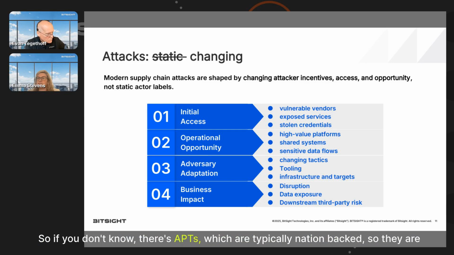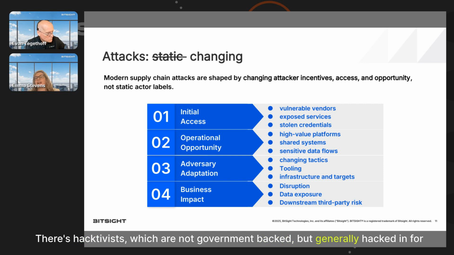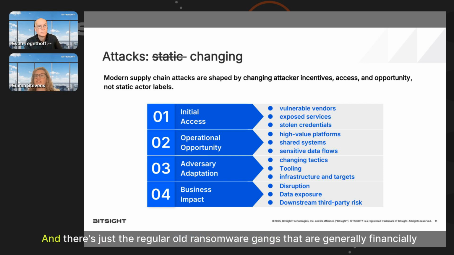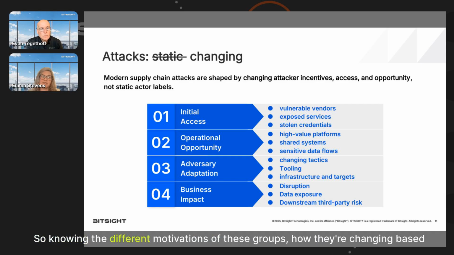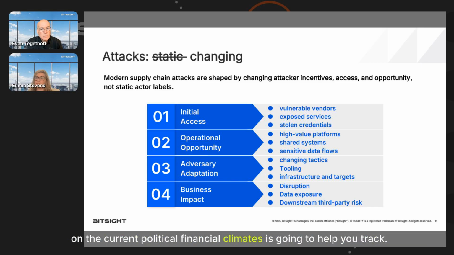So if you don't know, there's APTs, which are typically nation-backed, so they are government-backed. There's hacktivists, which are not government-backed, but generally hack for political reasons. And then there's just the regular old ransomware gangs that are generally financially motivated. So knowing the different motivations of these groups, how they're changing based on the current political, financial climates, is going to help you track, okay, so this group Play is going after manufacturing vendors. What can I do to make sure my manufacturing vendor is safe? What conversations can I be having to make sure that they are also tracking these TTPs and seeing, hey, have I heard your name mentioned on the dark web?